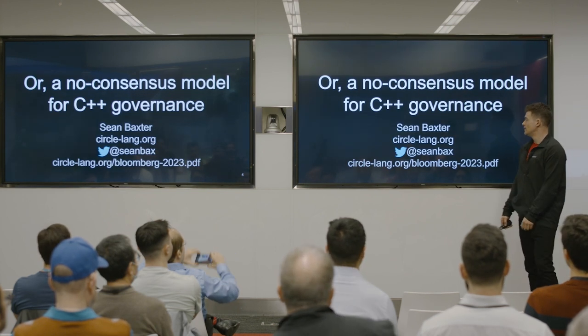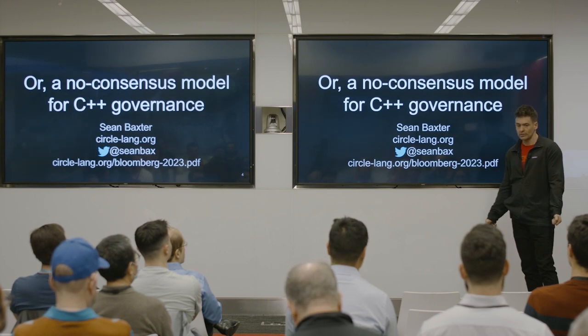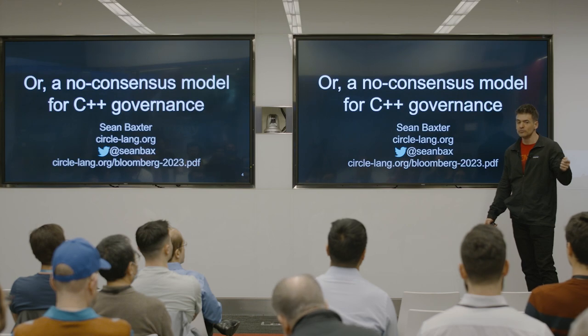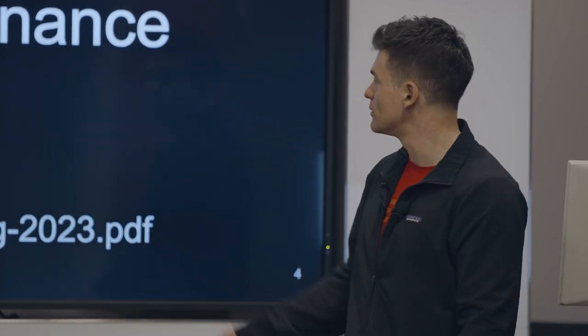A no consensus model for C++ governance. Right now, if you have an idea and it's really important for your organization and you think it can save your organization a lot of money, you still have to clear the consensus bar. You have to convince a good majority of ISO members or working group members to buy into your idea. And they might not care. It might be a great idea, but they don't care. So how can we lower the bar for entry?